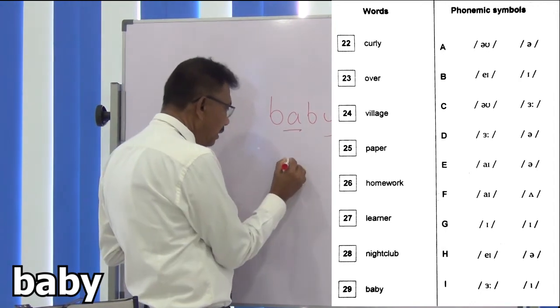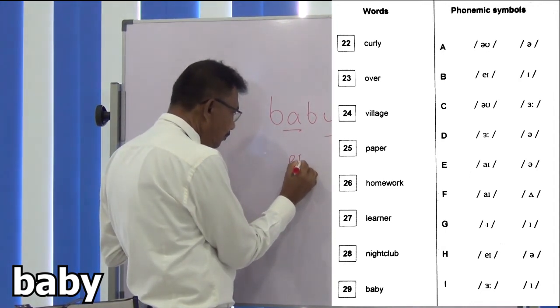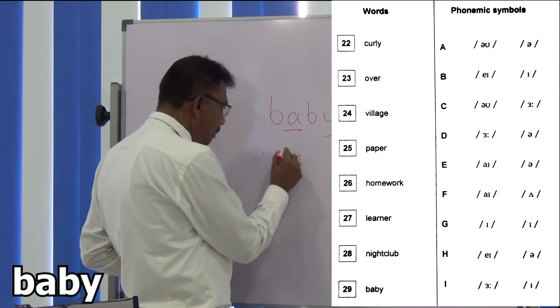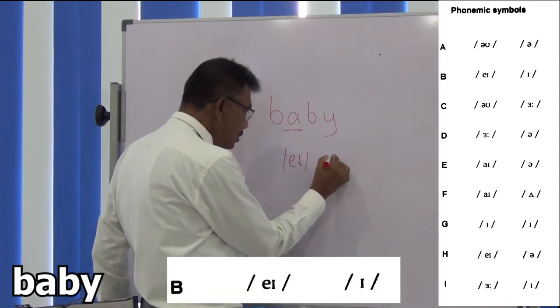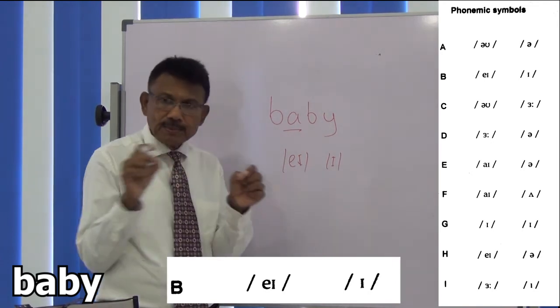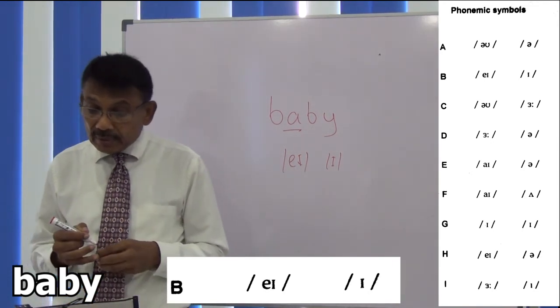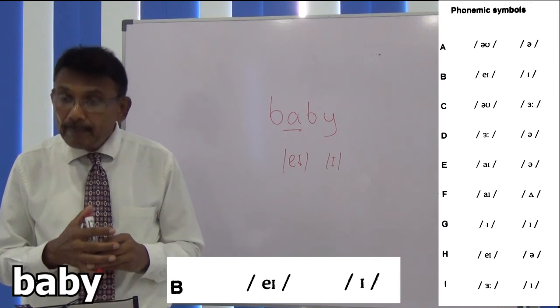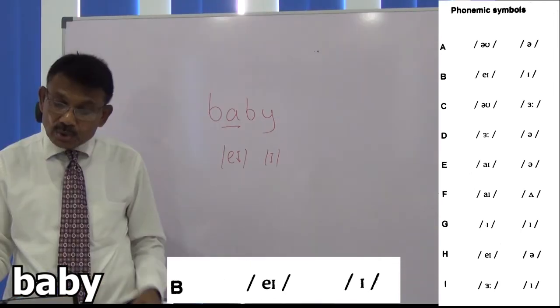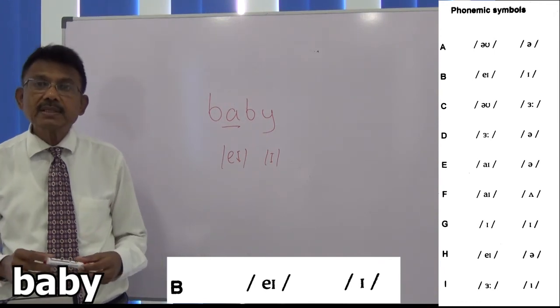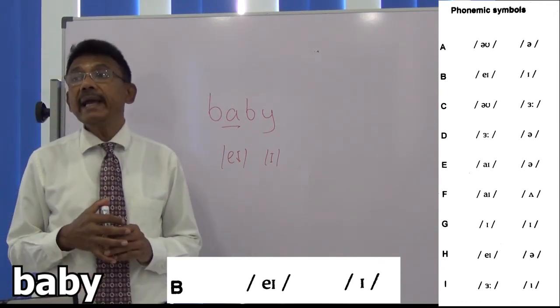Here bay, A, bay, then baby, B is this. Is there a set of sound like that? Where? B, A-E, baby. So there are 8 questions. How many of you got all 8 correct?